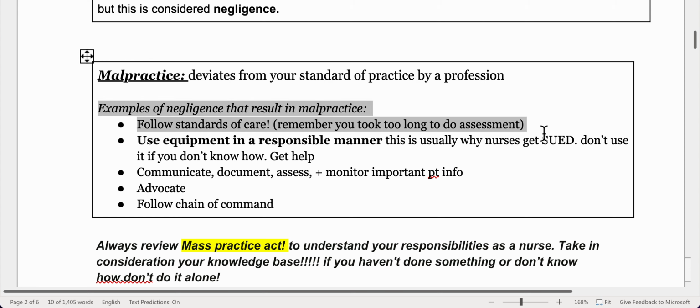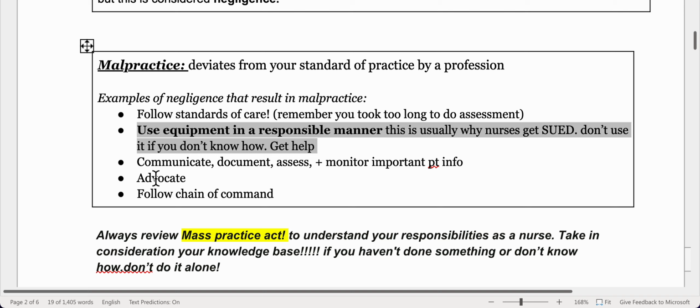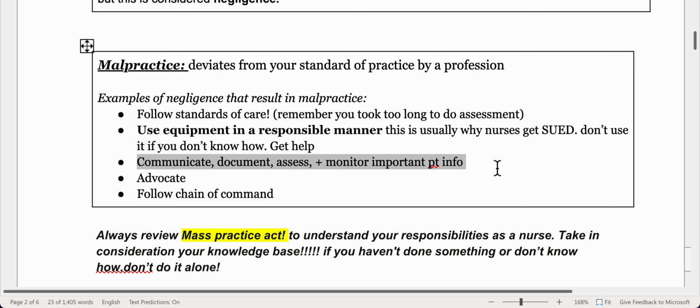Malpractice deviates from the standard of practice of your profession. Examples of negligence that result in malpractice: not following standards of care, taking too long to do an assessment, and not using equipment in a responsible manner. This is usually why nurses get sued. Don't use it if you don't know how. Get help.